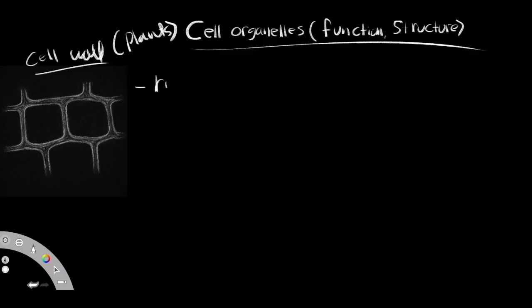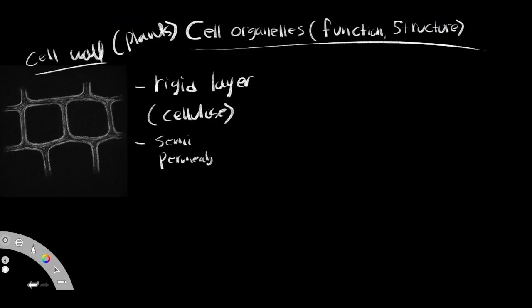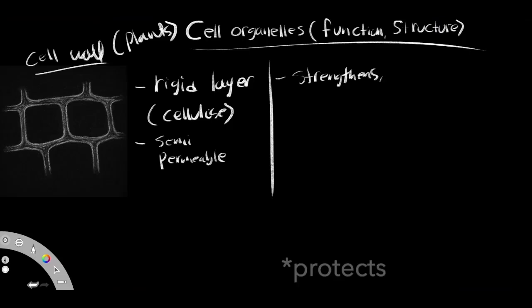So it's a rigid layer of cellulose, also known as fiber. Okay, so I'll just put here cellulose. Okay, it's also semi-permeable. Okay, so what are its functions? Well, it strengthens, and it of course protects. And it makes sure that the cell remains static and doesn't fall over, bend over, or rip off. Okay, it provides structure and support. So I'll just put again SNS, structure and support as well.